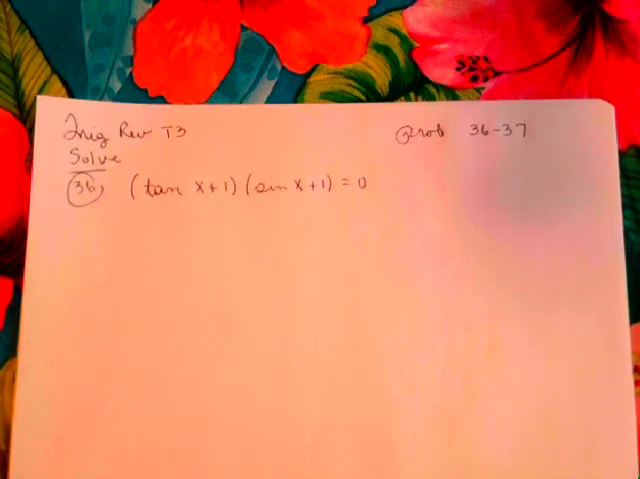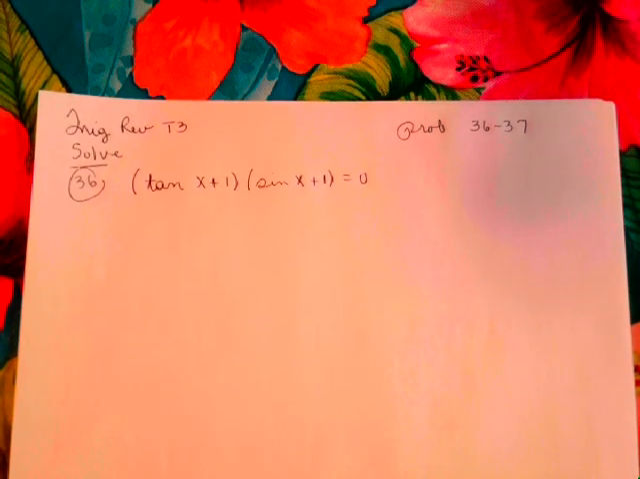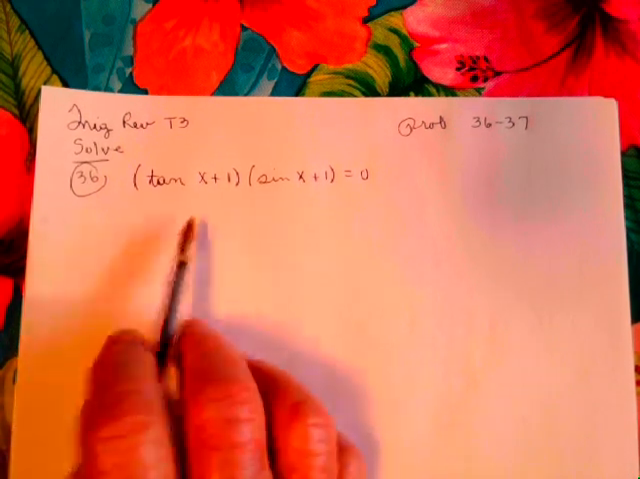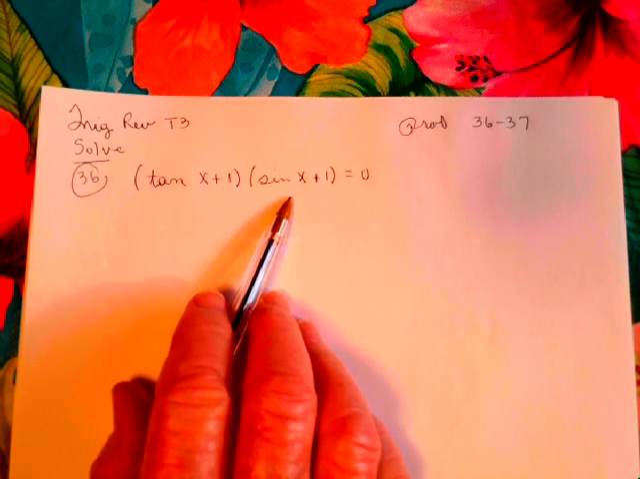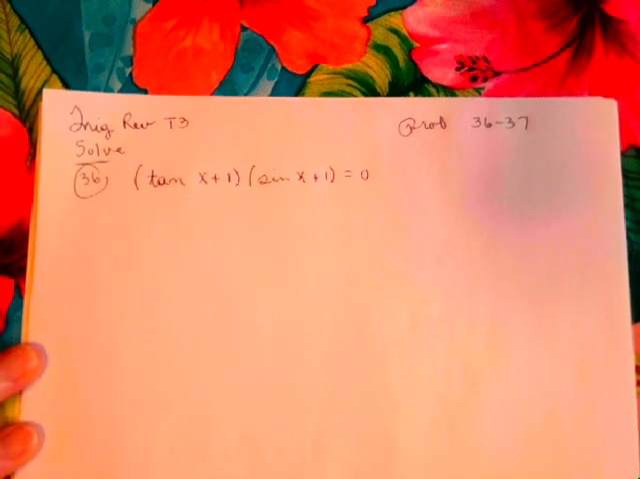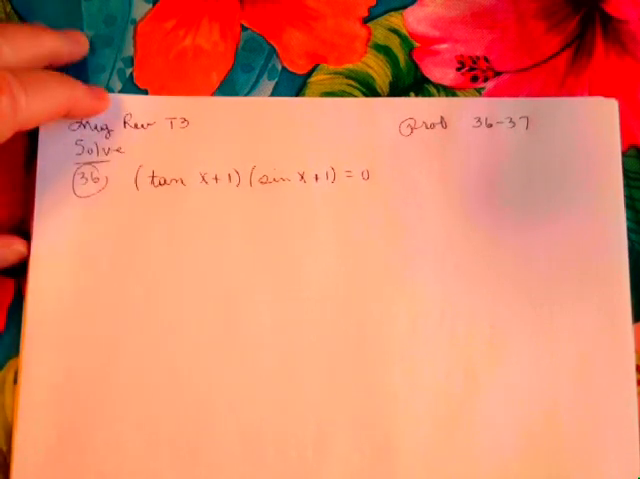We're doing trig review test 3, problems 36 and 37. 36 is solve the tangent of x plus 1 times the sine of x plus 1. This one's already factored for you. All you have to do is set each factor equal to 0 and solve.